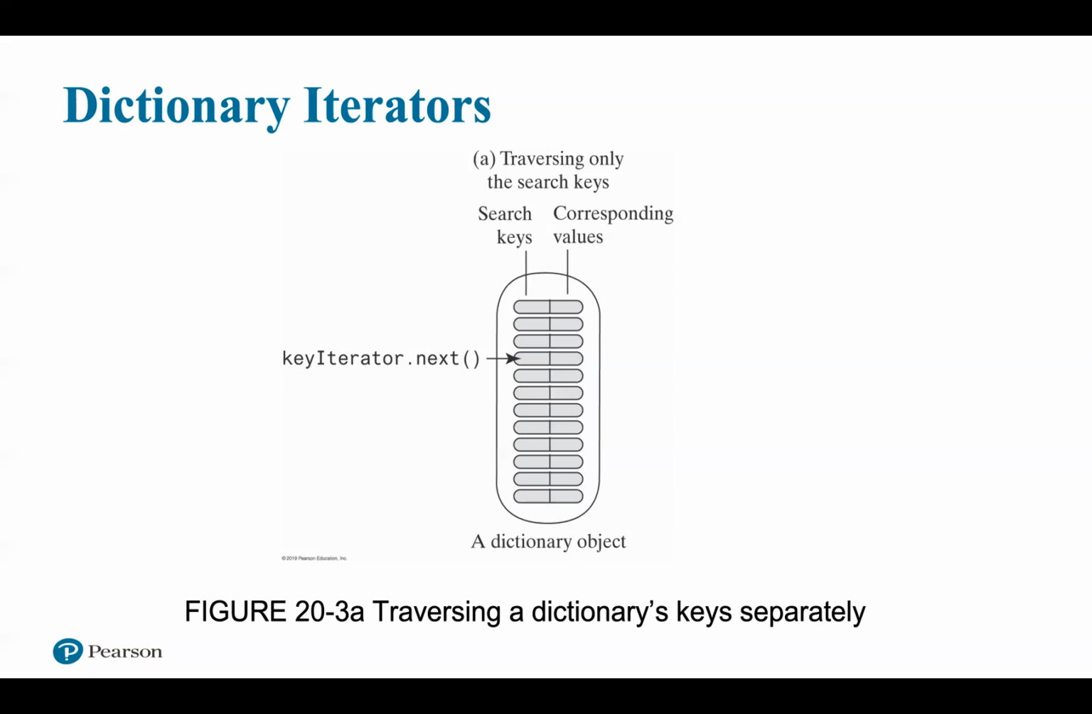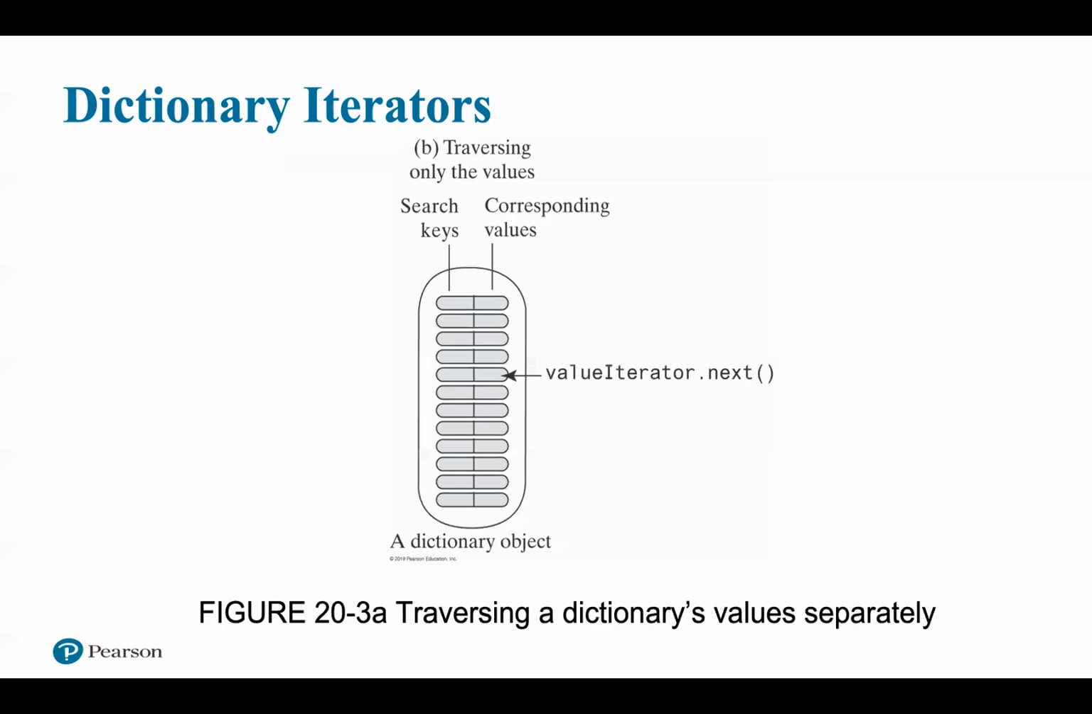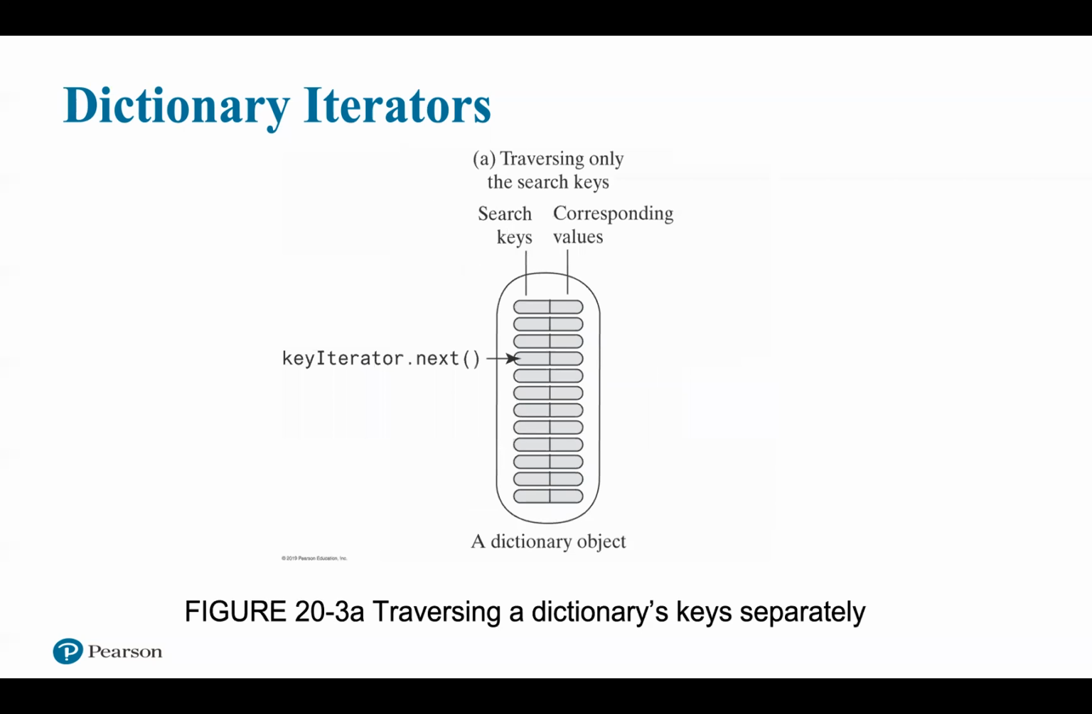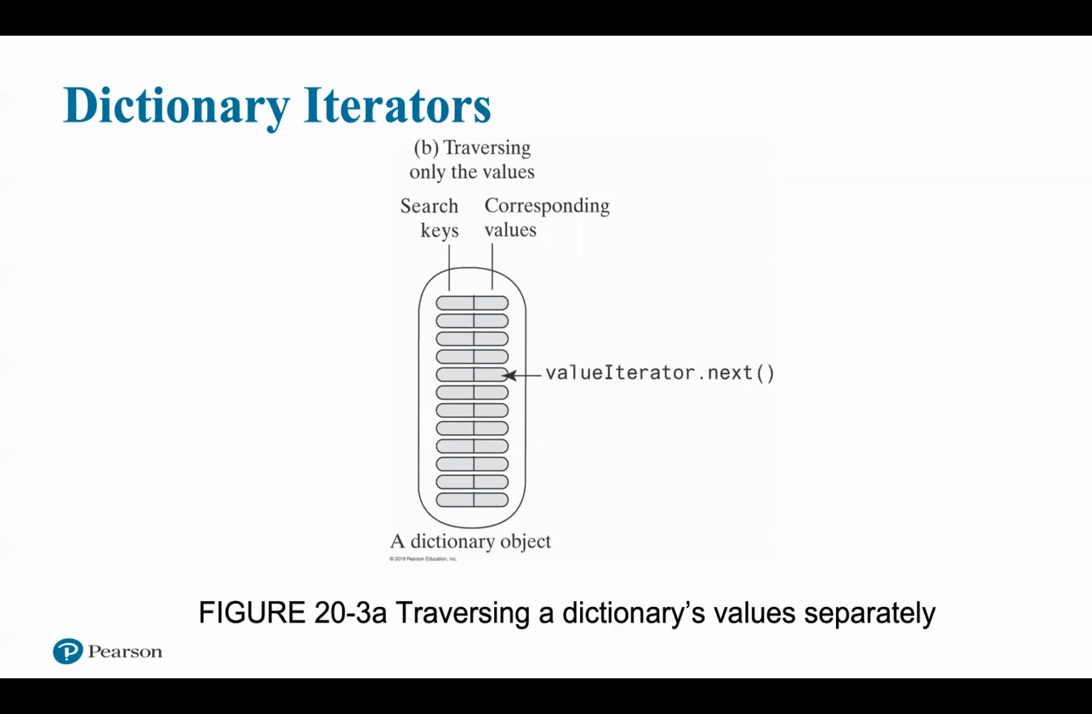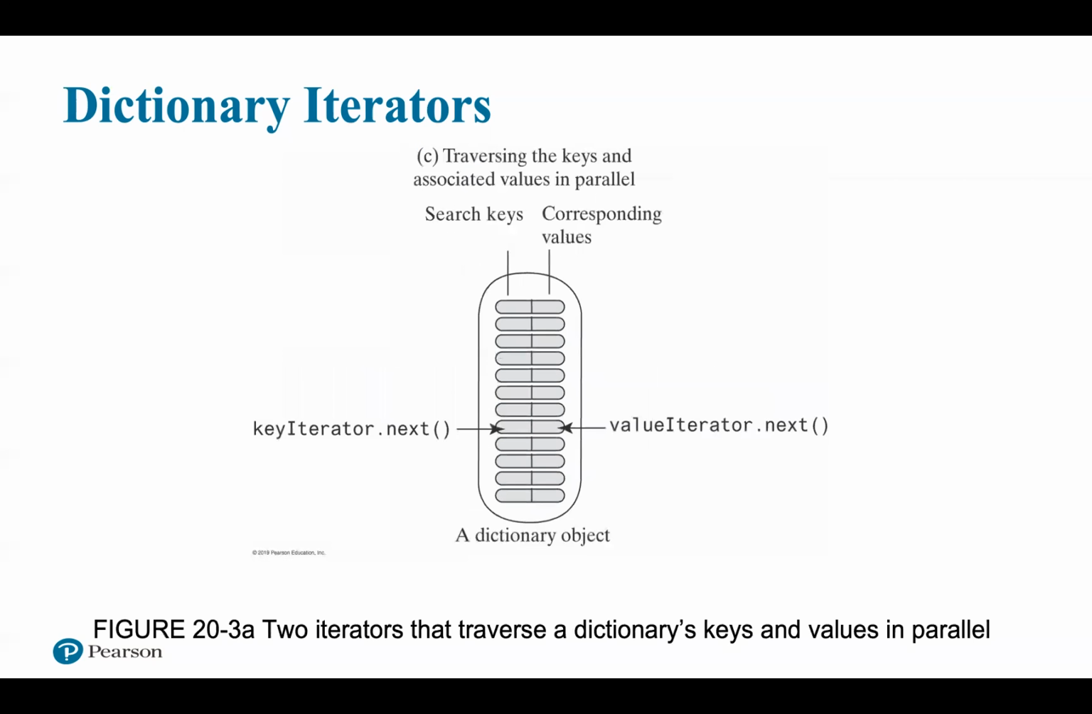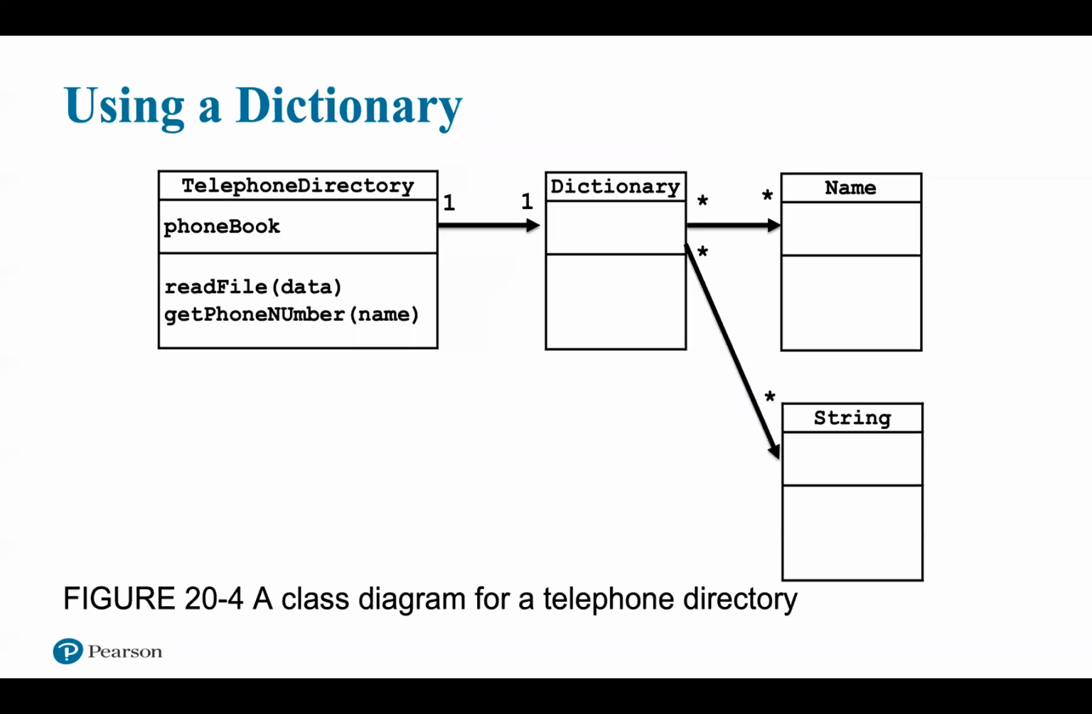So here we have the first part, and this is the second part. This is traversing a dictionary's keys separately, and this is traversing a dictionary's values, giving you a little bit more information there. Okay, that is in the textbook. You can review that more if you'd like.